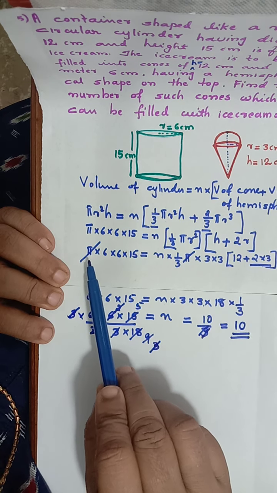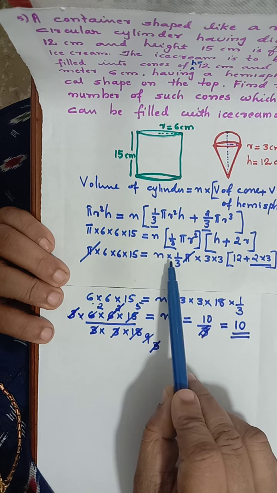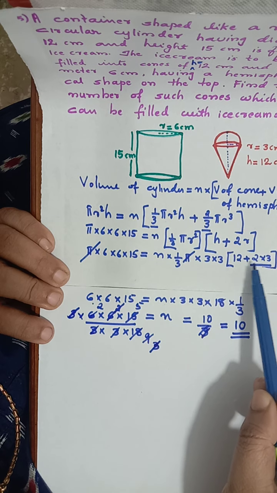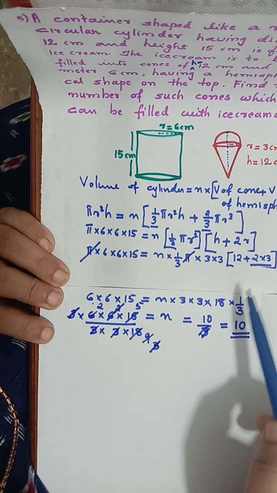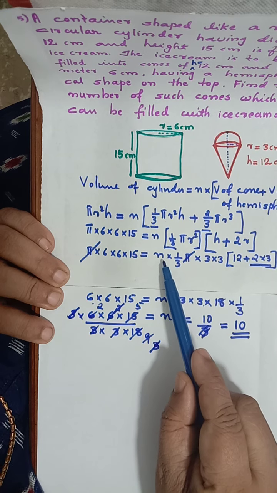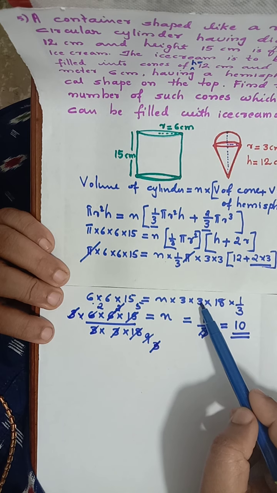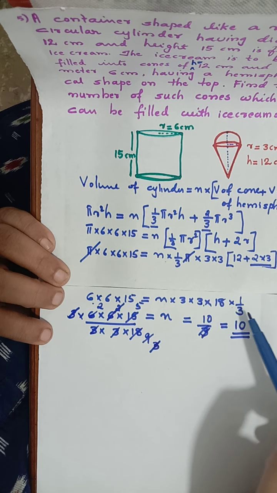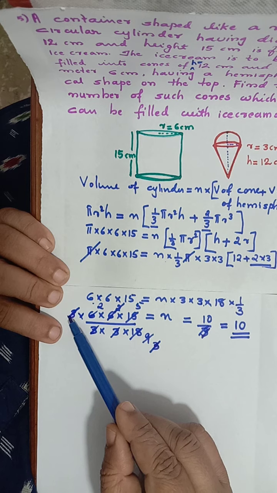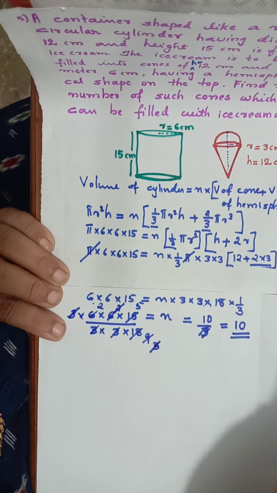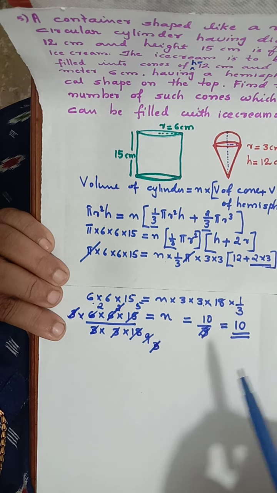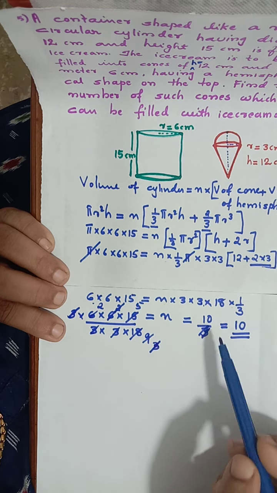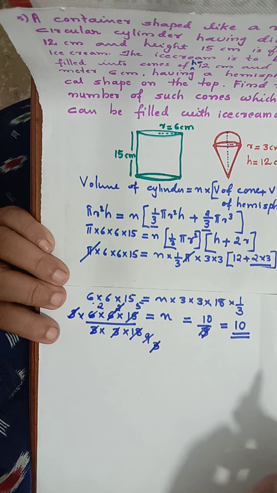Check once more. Pi into 6 into 6 into 15 equals n into 1 by 3 into pi into 3 into 3, into 12 plus 2 into 3. 12 plus 2 into 3 is 6, 12 plus 6 is 18. So here we have n into 3 into 3 into 18 into this 1 by 3 comes. In the next step, for 1 by 3 it has come as 3. As you like, you can cancel, there is no problem. It is easy calculation, you will be getting it as 10. So this 3 I change to this side, here it gets cancelled, and here we have n is equal to 10 such cones.